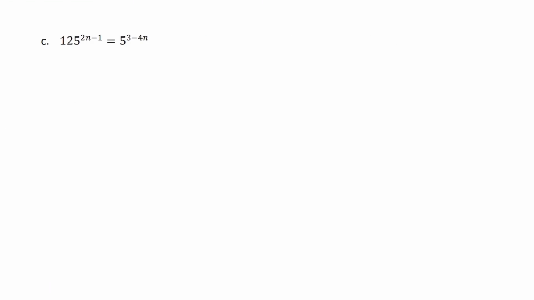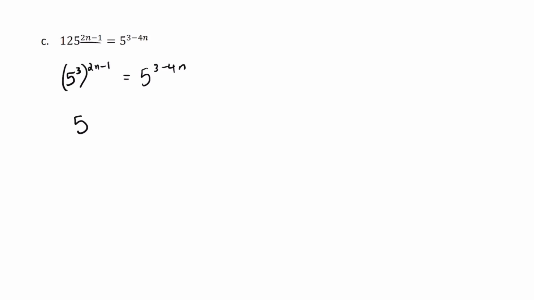Part C. This time we've got a large number on the left, 125 to the power of 2n minus 1 is equal to 5 to the power of 3 minus 4n. So once again, we want to try and use this technique of making the same base. In this case, I can see that 125 can be rewritten as 5 to the power of 3. But the issue is that I have this 2n minus 1. So it's 5 to the power of 3, and then that's all to the power of 2n minus 1. I'll just fix that up. And then that's equal to 5 to the power of 3 minus 4n.